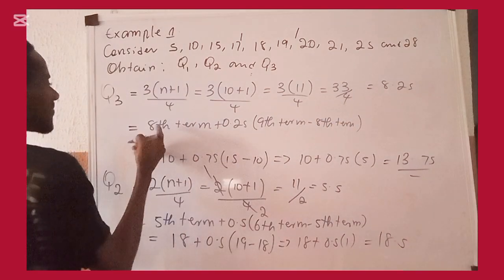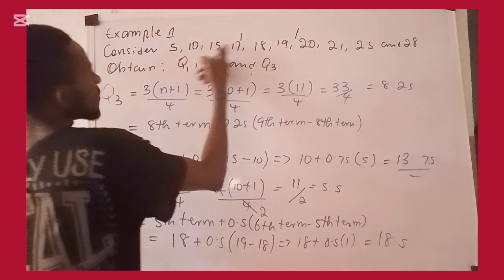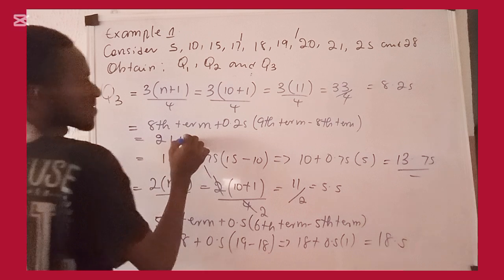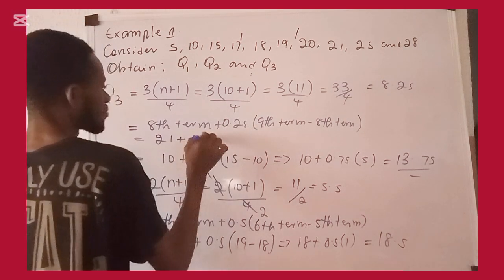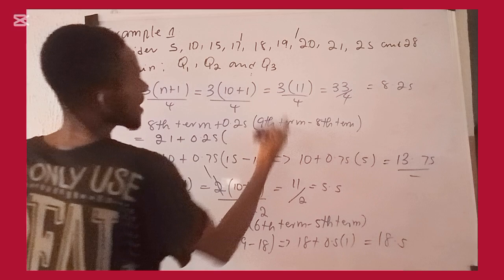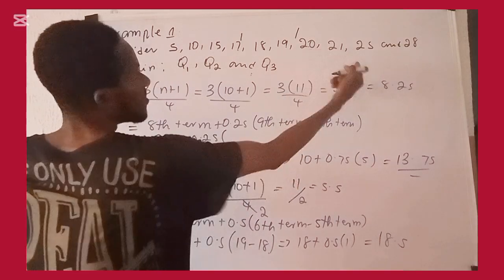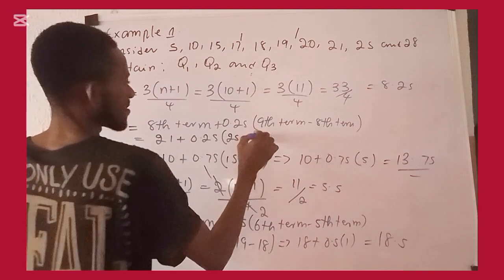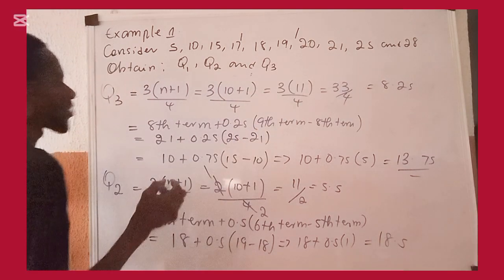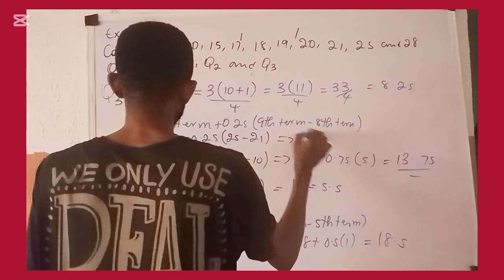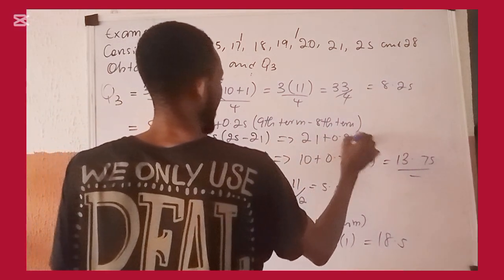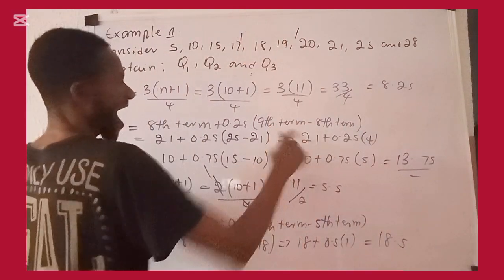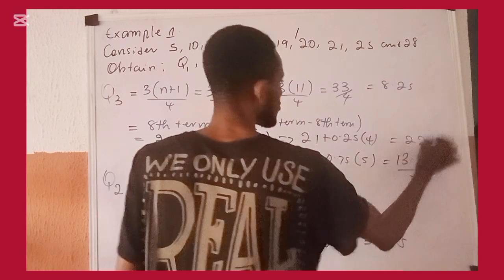And then this is going to give you, the 8th term here is 1, 2, 3, 4, 5, 6, 7, 8. It's 21. So you have 21 plus 0.25, you open a bracket. Your 9th term now is going to be 25. So you have 25 minus 21. 25 minus 21 will give you 4. So this is going to be 21 plus 0.25 multiplied by 4. And 0.25 multiplied by 4 is 1. Added to 21 will give you 22.